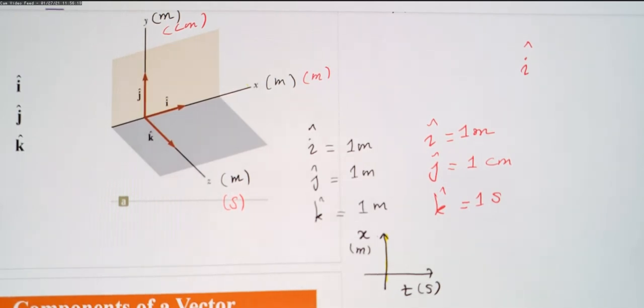Time, we consider it a quantity. But when I talk about time, I'm talking about it to explain what's the meaning of a unit vector. Unit vector will take the value 1 and it will take the unit of the axis, if it is x or y or z.